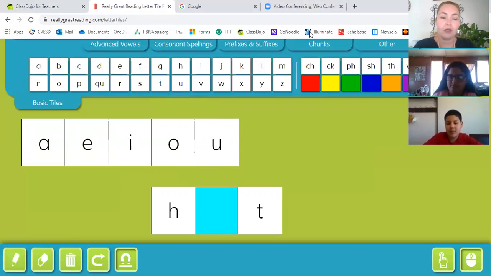Great. All right, so I'm going to give you guys a few minutes to put each vowel inside of that word, in the middle of that word, and see if it makes a word or not. Go ahead.